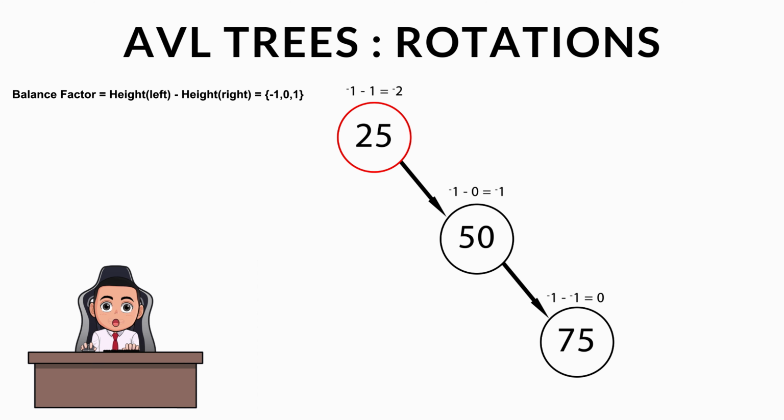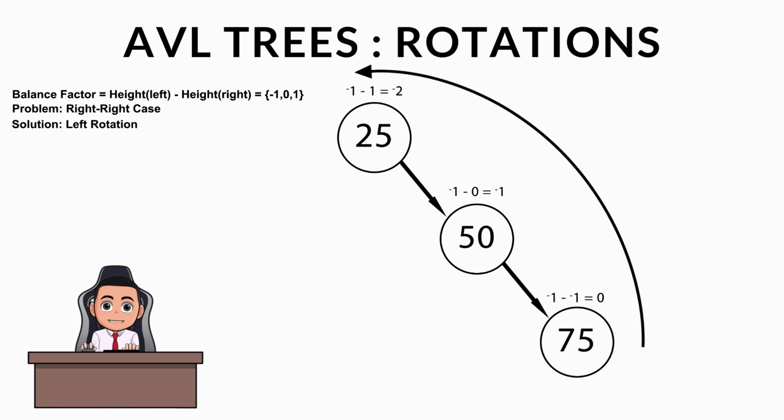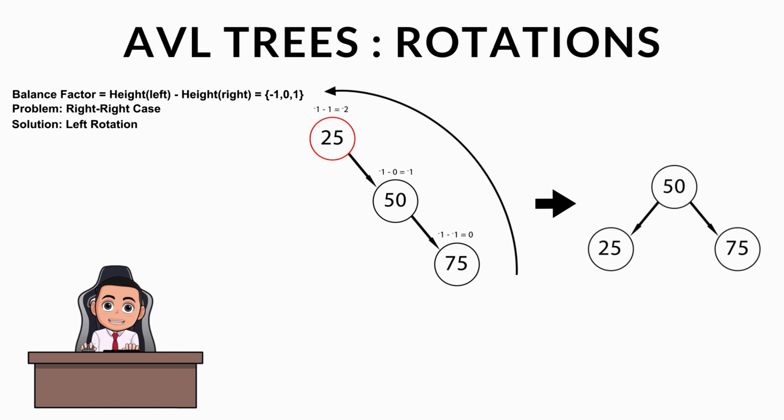So since -2 isn't within the set, once again, this makes our tree unbalanced. So since we inserted a node in the right subtree as the right child, this case is called the right-right case. Now, in order to make this tree balanced, we need to perform a left rotation around the imbalanced node. In this case, it's the root node. So everything gets shifted or pulled towards the left side of this node. So 25 becomes the left child of the root, 50 becomes the new root, and 75 remains the right child of 50.